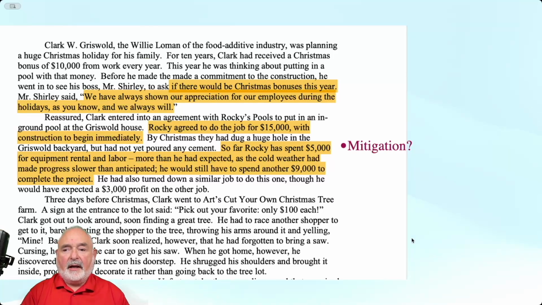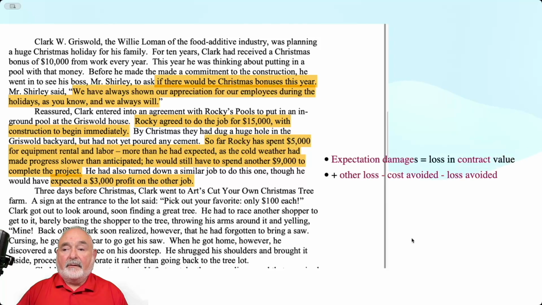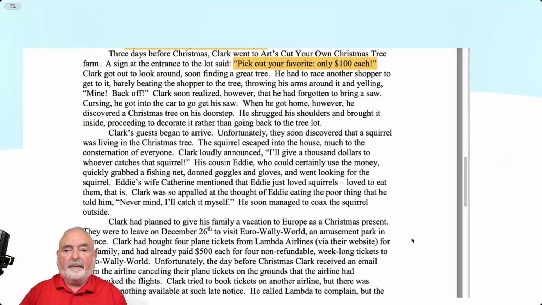He can mitigate those damages, which means he's got $5,000 in actual damages. And then he turned down a similar job where he expected to make a profit of $3,000. So probably the damages at this point are $8,000. But we don't have all of the facts to the hypothetical yet, but that's what I'd be looking at this point. And so when you look at this, you want to make a note that you're looking at expectation damages: the loss in contract value, plus the other loss, minus the costs that were avoided, minus any loss that was avoided. Those are expectation damages. You'd need to make a brief note of the equation right there so that you remember to write that in when you start writing the answer to the hypothetical.